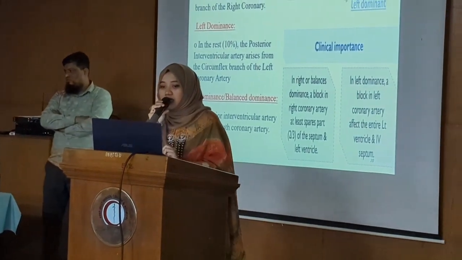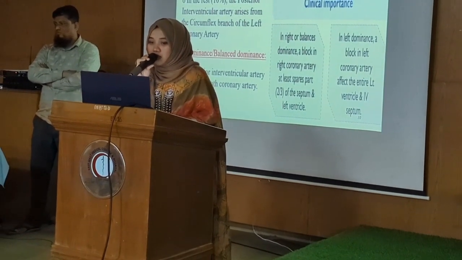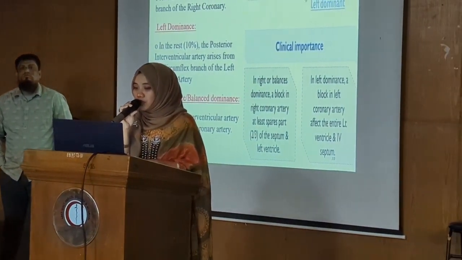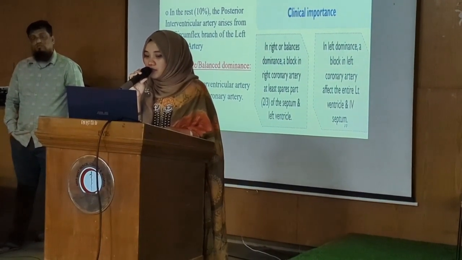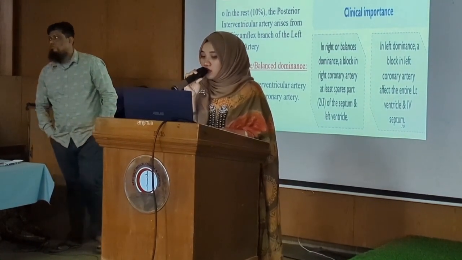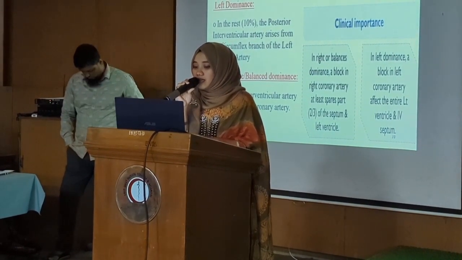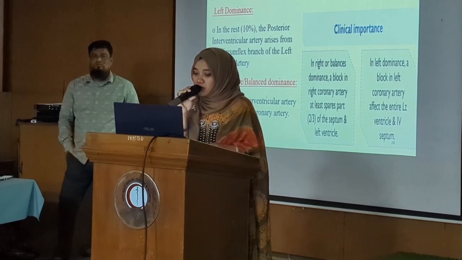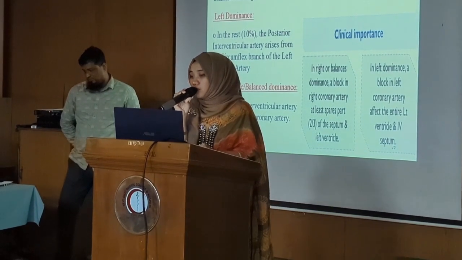The coronary arteries have some variations, like right dominance, left dominance and balanced dominance. Let's discuss the dominance. Right dominance is found in 90% of the population and is defined by the posterior interventricular artery being a branch of the right coronary artery. In the case of left dominance, only 10% of people have left dominance. When the posterior interventricular artery arises from the circumflex branch of the left coronary artery, it is called left dominance. And balanced dominance or co-dominance represents the posterior interventricular artery coming from both coronary arteries.